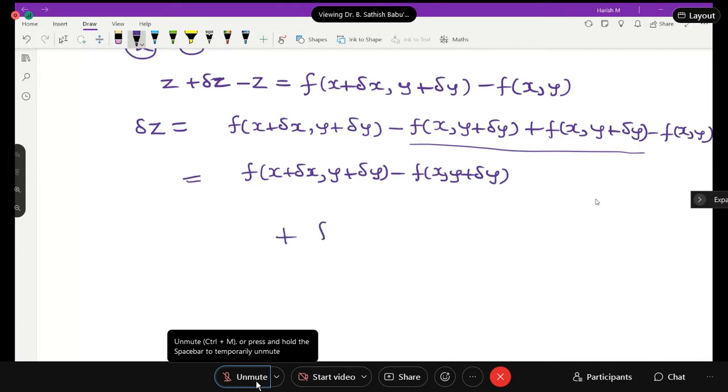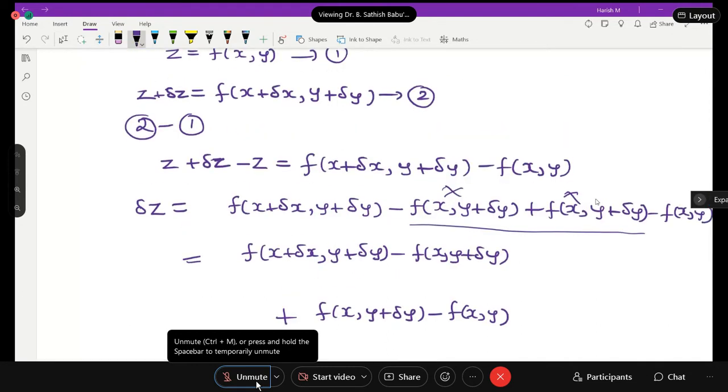plus f of x comma y plus delta y minus f of x comma y. Sir, I didn't understand how you got del z equal to this expression. How did I get del z equal to f of x plus del x comma y plus del y minus f of x comma y plus del y? These two terms I have just added here, the second and third term, I have just added and subtracted.